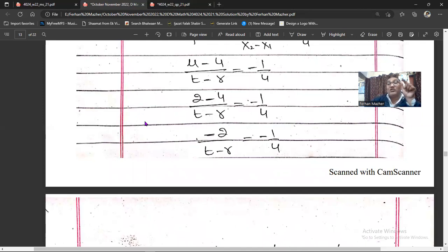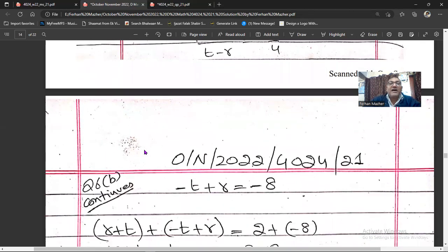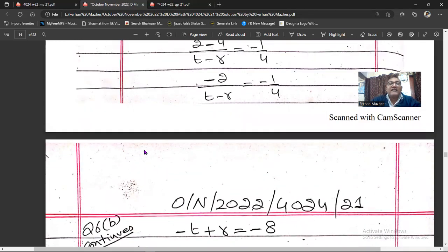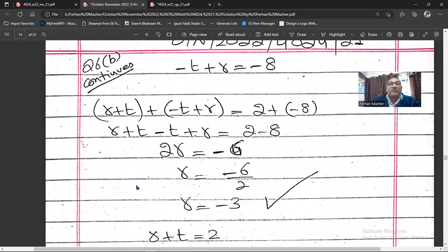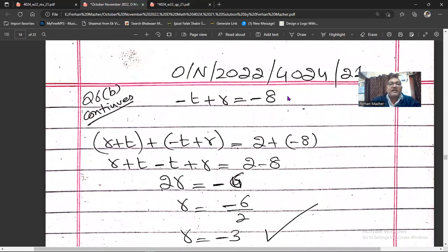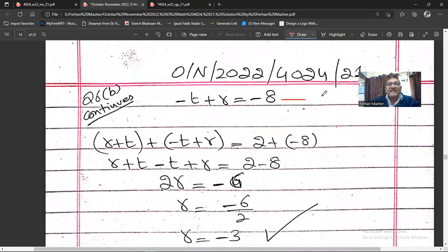I know the U value is 2. So 2 minus 4 is -2, divided by (T minus R) equals -1/4. Here we will cross multiply. So you will have -T plus R equals -8. Now I got one equation here. This is one equation. Let me write it here. Okay, so this is my second equation.